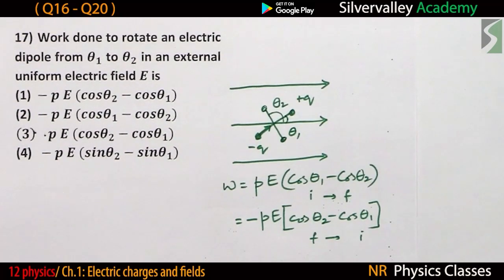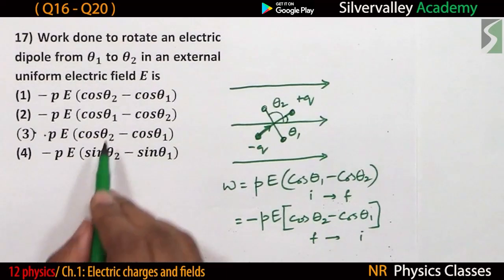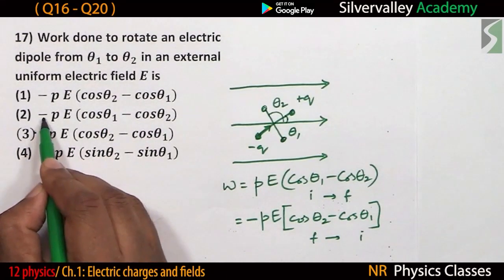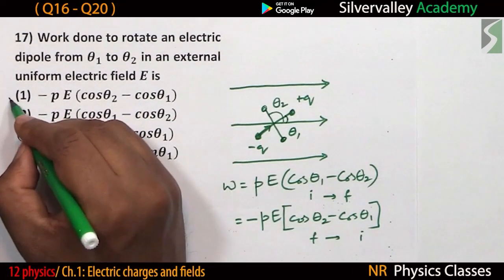Okay. Since it is mentioned theta 1 to theta 2, there should be a positive sign here. Theta 2, theta 1, negative sign. So it is the second option.